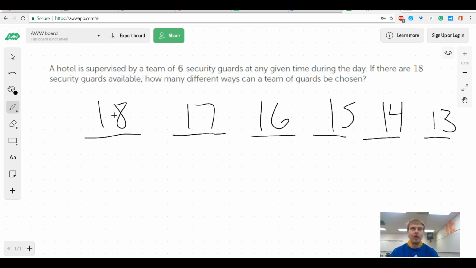Now, the hard part is, I don't really care in what order I got the security guards. If you make up a name for a security guard, Mark, so let's say you picked Mark first, it doesn't matter if you picked him first or last. So it really doesn't matter in what order you put any of these people in.